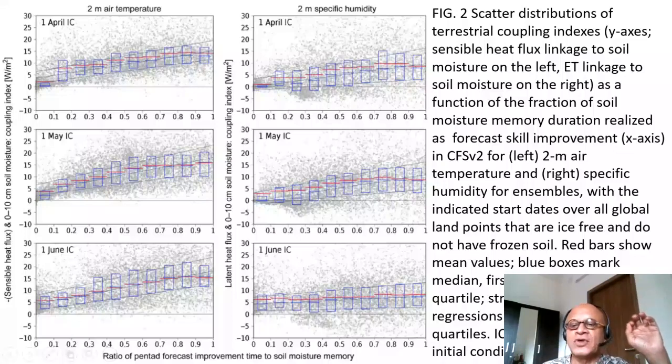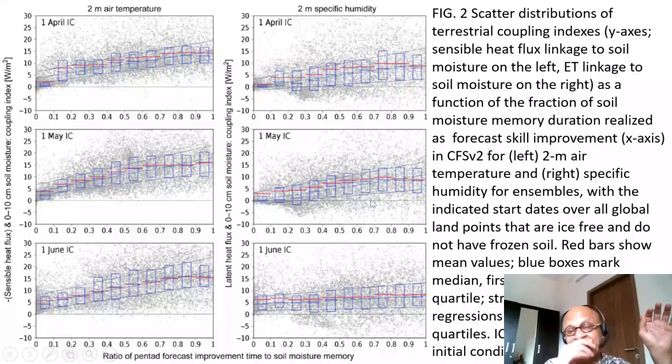Okay, on the x-axis here in the Coupled Forecast System version 2 of NOAA for 2-meter air temperature and specific humidity for ensembles. We remember what ensembles are, with indicated start dates we talked about over all global land points that are ice-free and do not have frozen soil, so no permafrost and so on. Red bars indicate mean values, blue boxes mark median, first quartile and third quartile, which is a typical way they are expressed. Straight lines are linear regressions through the medians and quartiles.